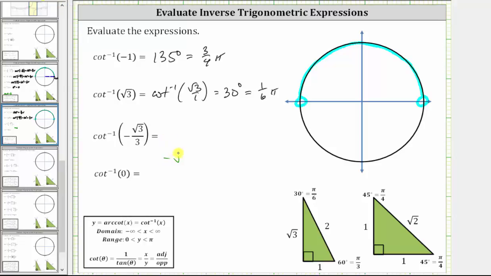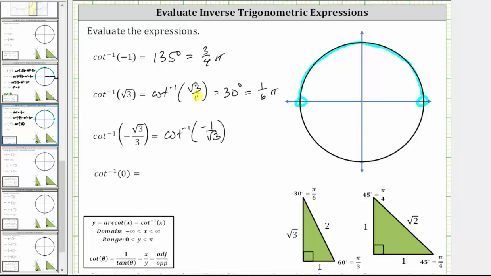If we have negative square root 3 divided by 3, and want to rationalize the numerator, we multiply the numerator and denominator by the square root of 3, which gives us negative 3 divided by 3 square root of 3. 3 divided by 3 simplifies to 1, and therefore this simplifies to negative 1 divided by square root of 3. We can rewrite this as inverse cotangent of negative 1 divided by square root of 3.